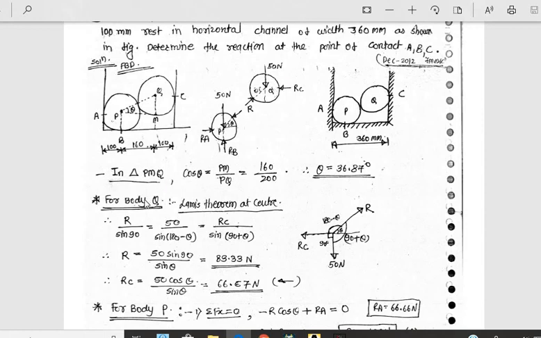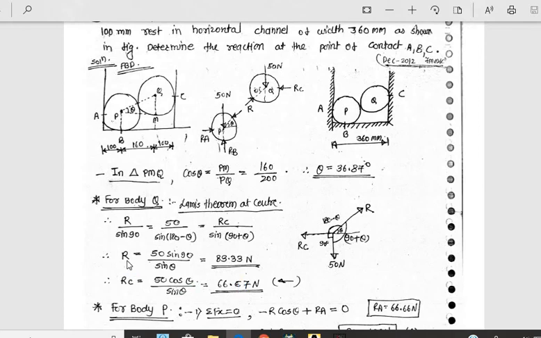Okay, so for Q, R upon sine 90, this is R upon sine 90 divided by 50 upon sine 180 minus theta is equal to RC divided by sine 90 plus theta. This theta has been determined. We have determined this 36.86. So put that value, you will get R is equal to 83.33 Newton and RC is equal to 66.6 Newton.